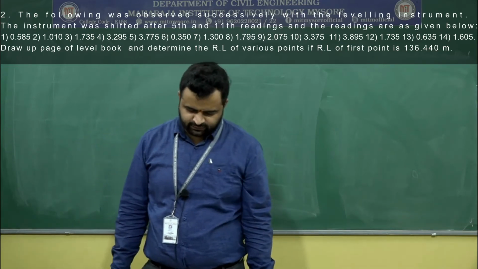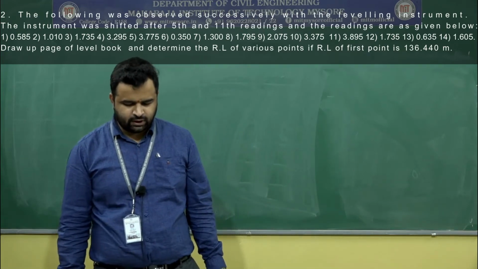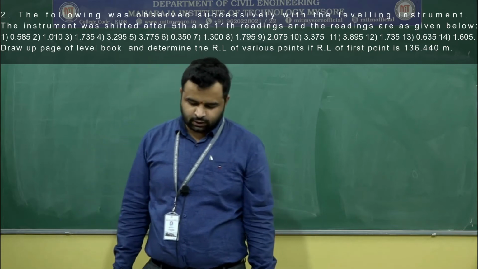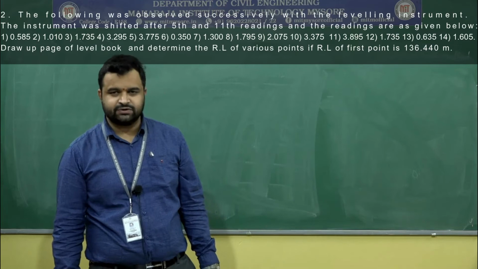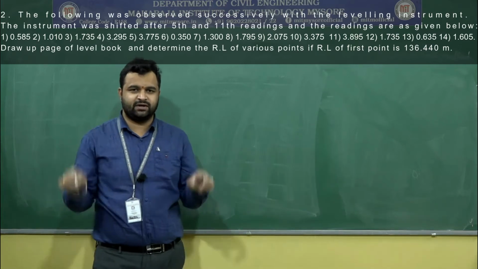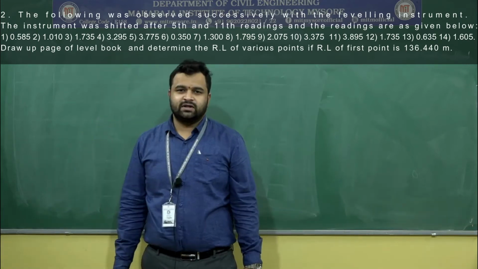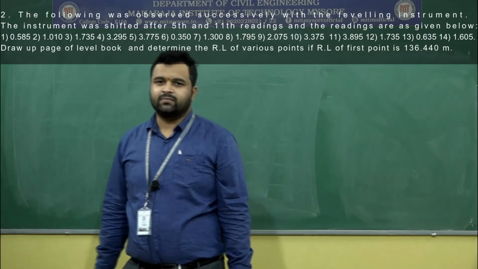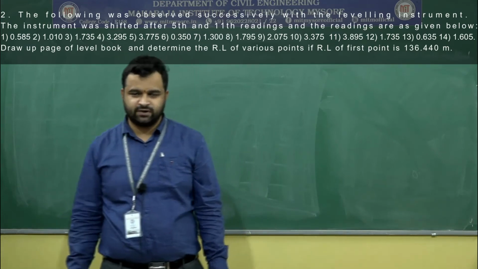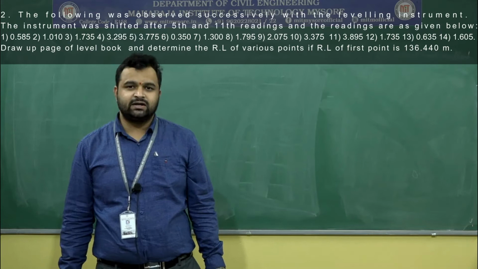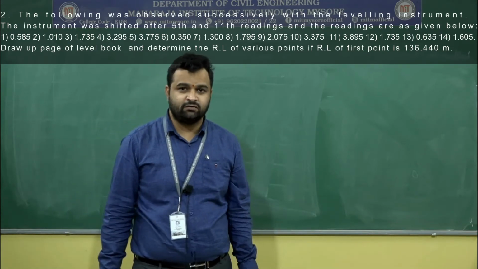Draw up page of level book and determine the RL of various points if RL of first point is 136.440 meters. So here in this question they have not specified a table. The readings are not given in a tabular column. Instead they have given the readings one after the other, and also they have given you a hint, that is the instrument was shifted after 5th and 11th readings. Okay, and also they have specified the RL of first point.